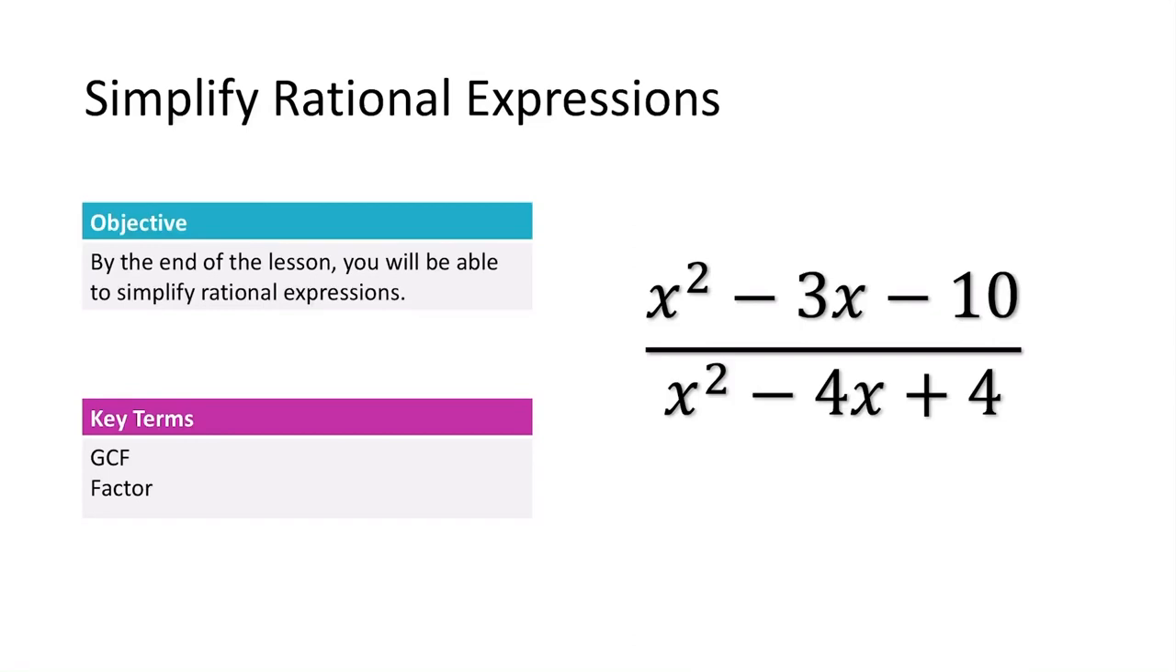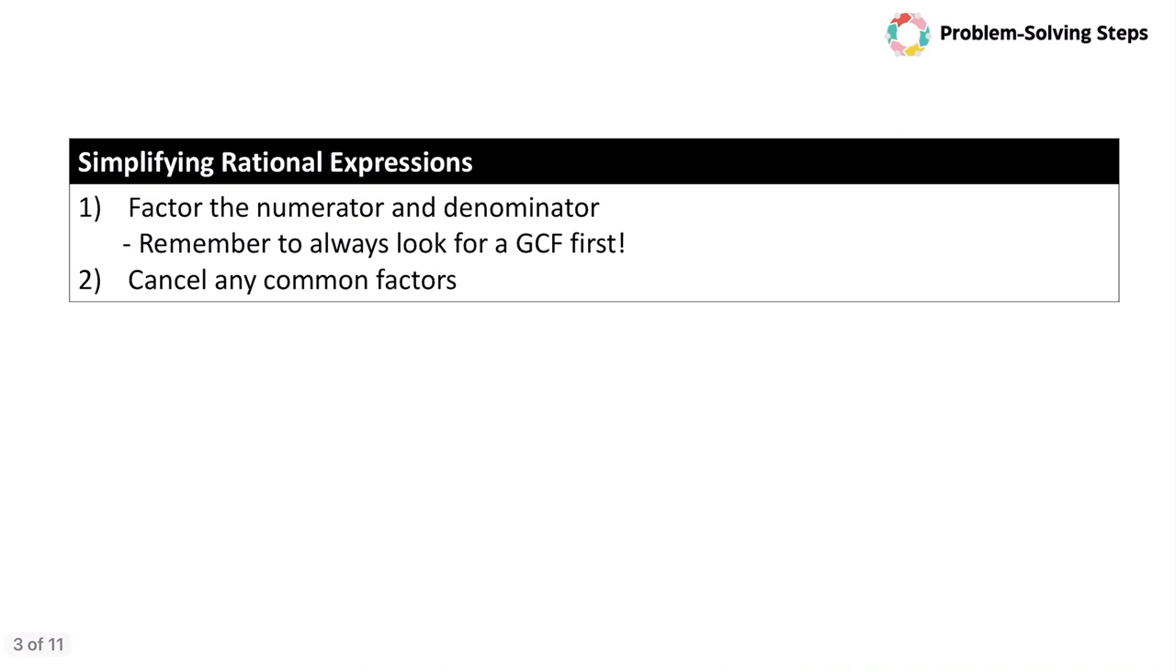So in this video, we're going to talk about how to simplify rational expressions. To simplify rational expressions, you're going to factor the numerator and denominator. Remember to always look for a GCF first whenever you're factoring, and then we're going to cancel any common factors that we have in the numerator and denominator.